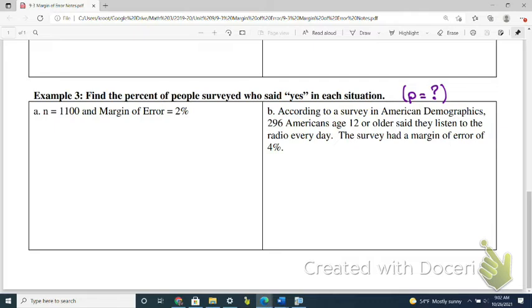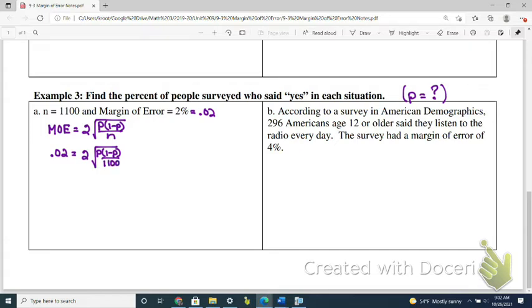So here's what I have. 2% is 0.02. So we start out just like we have. We write the formula. Margin of error equals 2 times the square root of p times 1 minus p all over n. I'm going to plug in what I know, so it's 0.02 equals 2 times the square root of p times 1 minus p all over 1100.